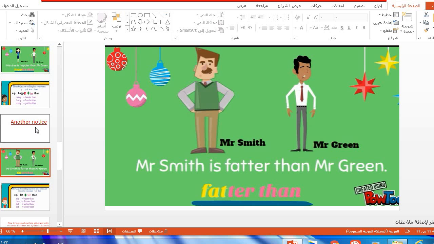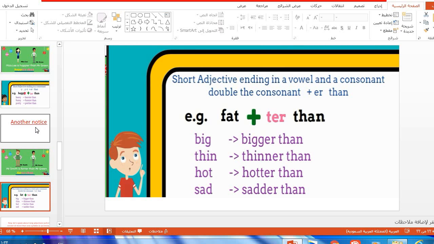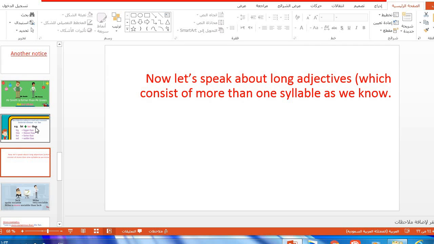Another note. Mr. Smith is fatter than Mr. Green. Fatter than. Look at the adjective fat. It ends in T, a consonant, and before it a vowel. So we double the letter T. Fat, fatter than. Big, bigger than. Thin, thinner than. Hot, hotter than. Sad, sadder than. Now let's speak about long adjectives, which consist of more than one syllable, as we know.